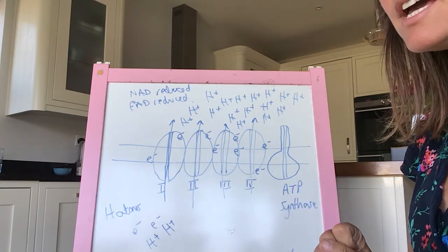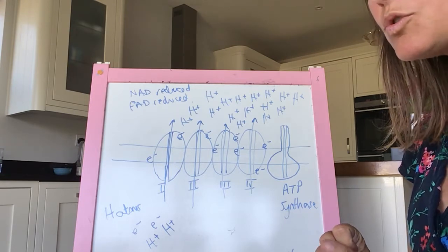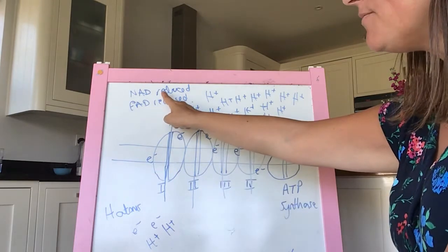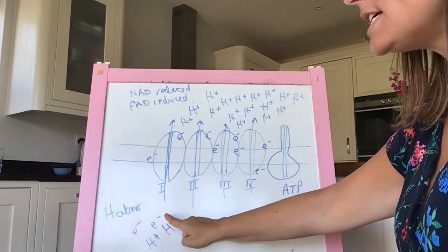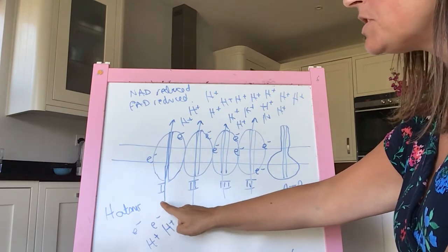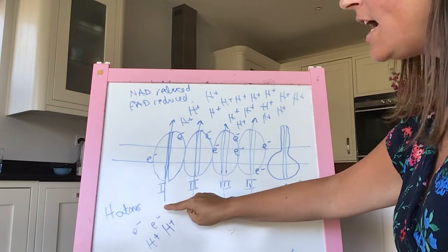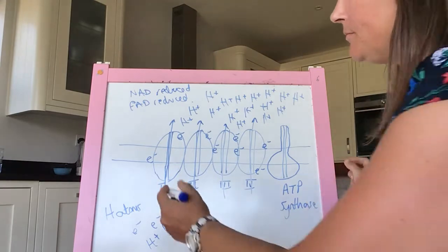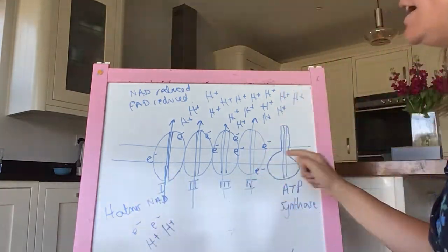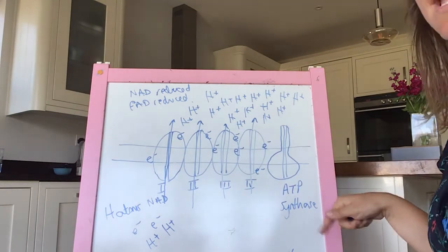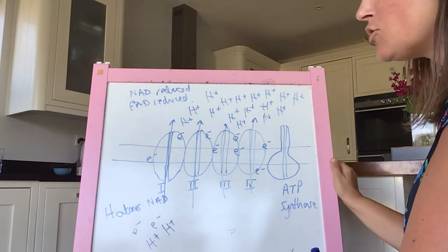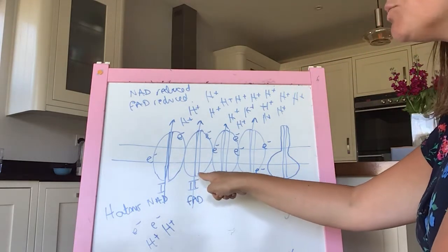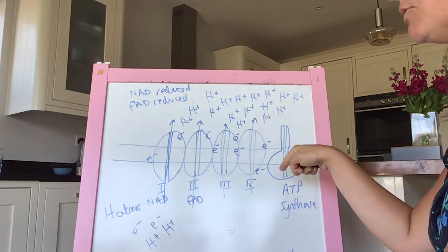There's just one other thing that I want to point out to you, and that is that reduced NAD, when it drops its hydrogen atoms, it drops them at protein number 1, and the electrons jump on to protein number 1. Okay, and so they whiz around. FAD drops its electrons off at protein number 2, okay? And so they jump on to protein number 2 and go on to number 3 and number 4.